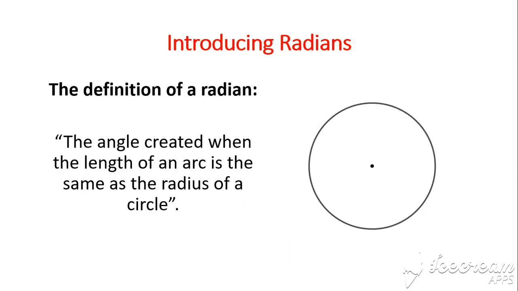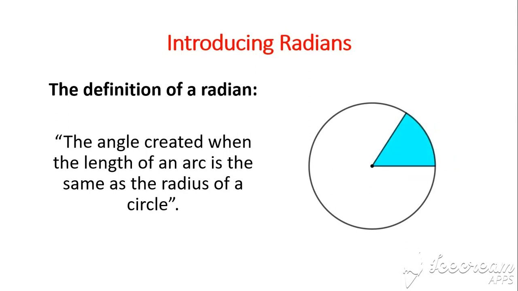Now let's define a radian. The angle created when the length of an arc is the same as the radius of a circle. Now what does that mean? Here's our circle, and here we have 2 radii, creating an angle at the center between the radius. Now this forms a sector, but it's not just any sector, it's a special sector where the radius is equivalent to the length of the arc of the sector. And the angle created, theta, is 1 radian.